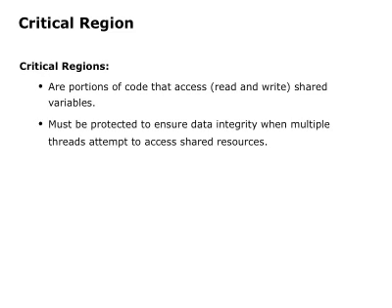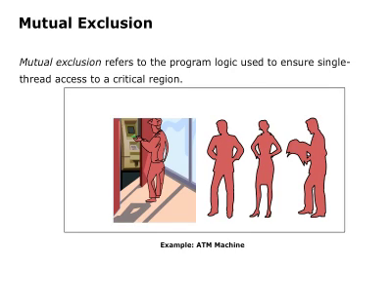A critical region of a code space refers to a part of the code, or a sequence of instructions, that is only allowed to be entered and executed by one thread at a time. Mutual exclusion refers to the program logic used to ensure a single thread accesses a critical region. With the proper APIs, you can ensure that even if this program is executed in a multi-threaded way, only one of the threads can enter this part of the code at a time.